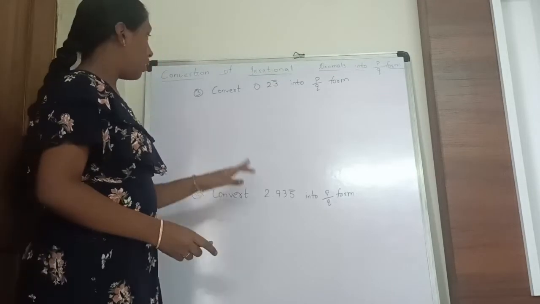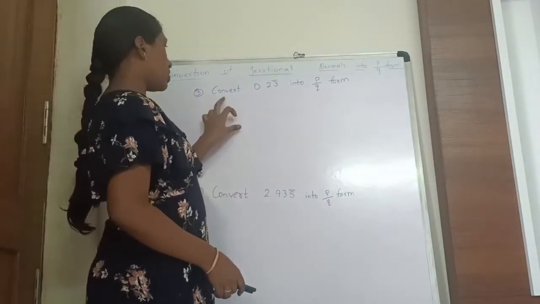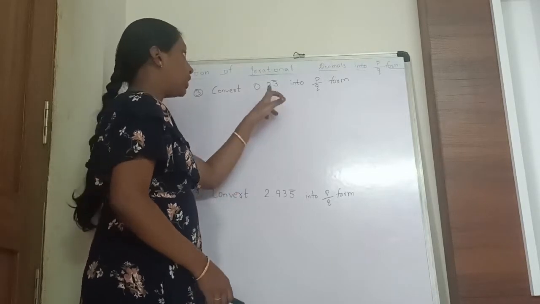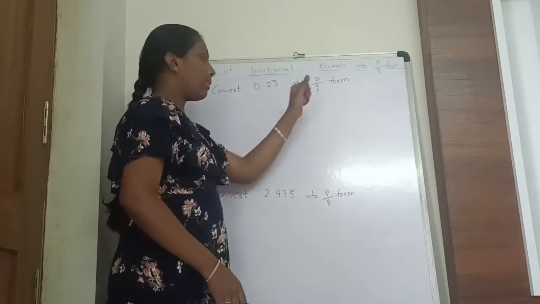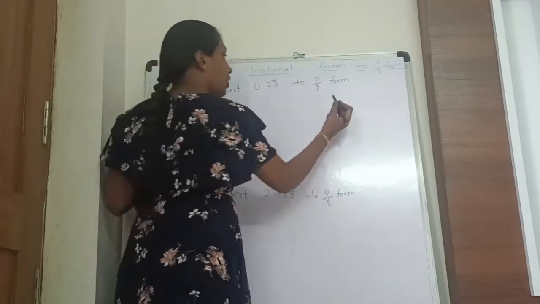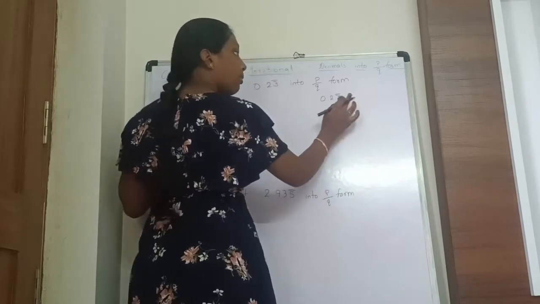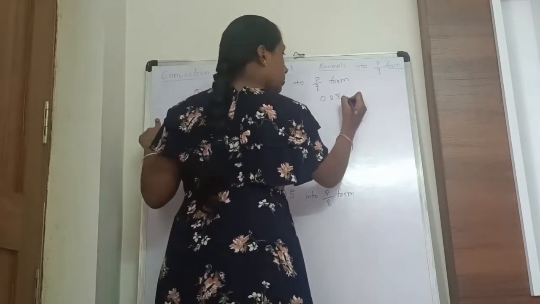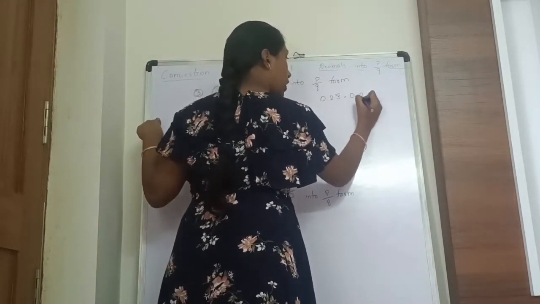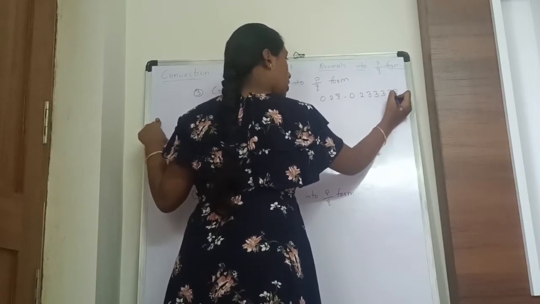So now let us solve the other two questions. The question is, convert 0.23 bar into p by q form. Okay, so what does this mean? What does 0.23 bar mean, where the bar is only over the 3? It means 0.2, 3, 3, 3, 3, 3, and so on.